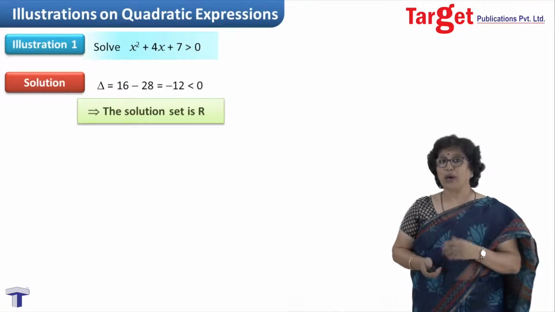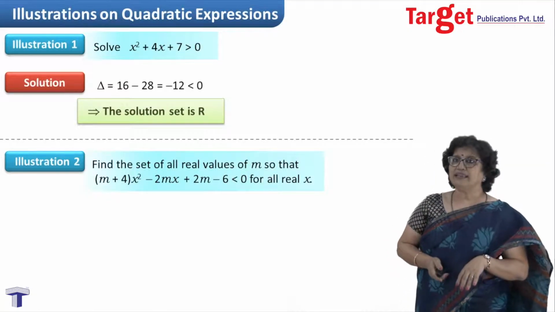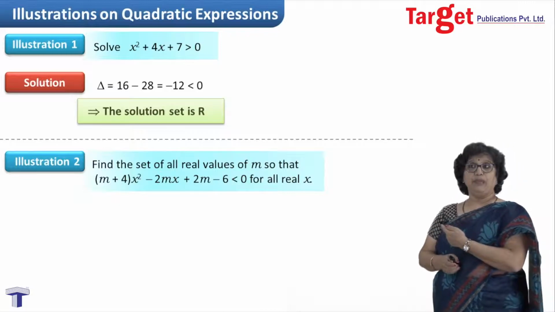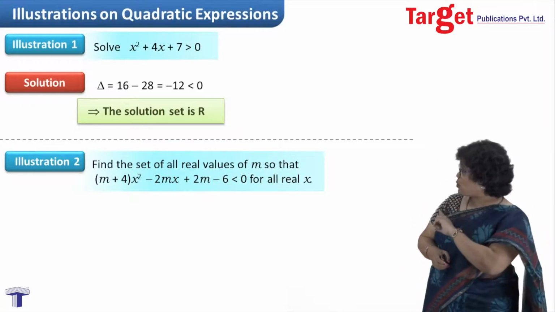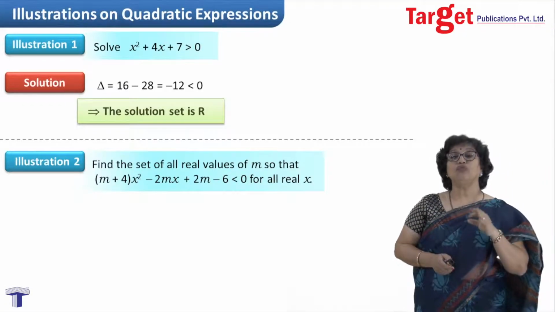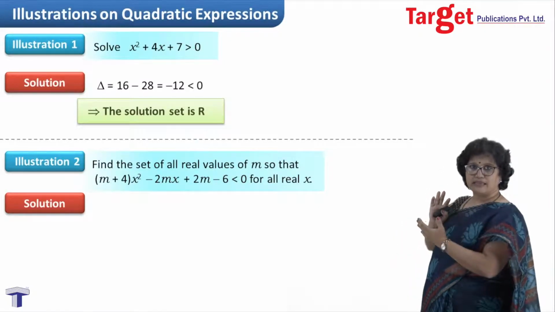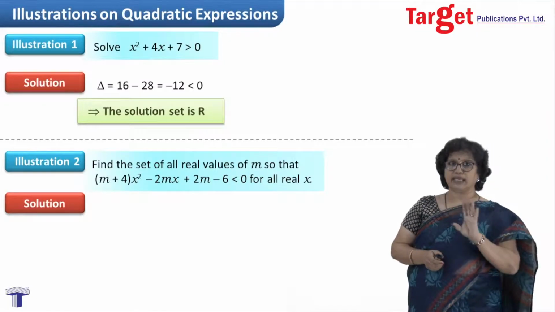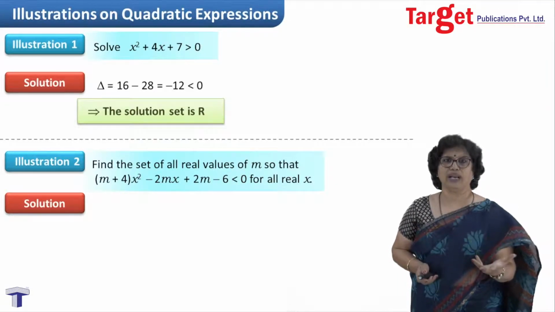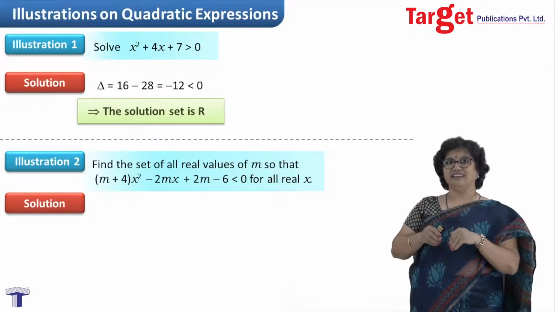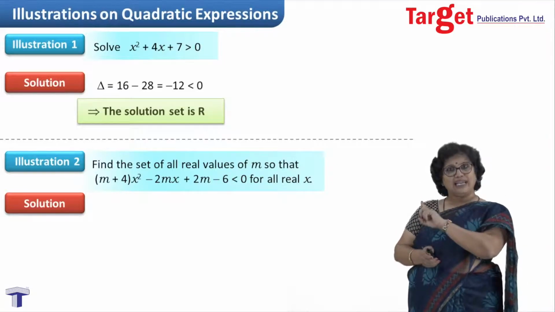Now, let us move to another one. Obviously, that is going to be different from the previous one. Now, the next one is: find the set of all real values m so that (m plus 4) into (x square minus 2mx plus 2m minus 6) is less than 0 for all real x. Now, when you read this, look at that expression size, it's quite big. So, I may not read the entire expression all the time. Instead of that, I read it as just a quadratic expression. And when I reread, I am saying that the quadratic expression is less than 0 for all real x.